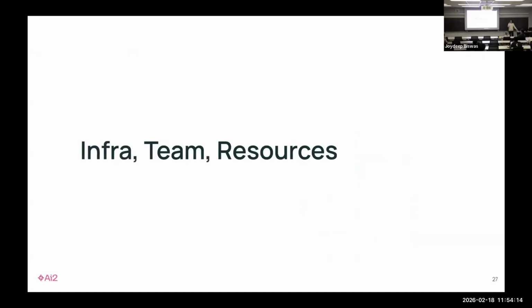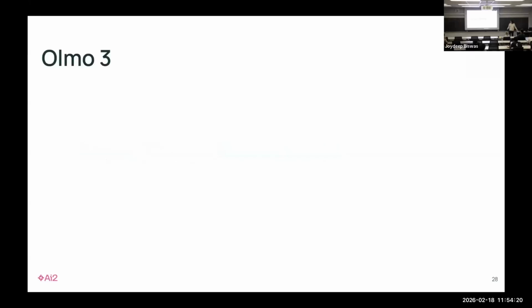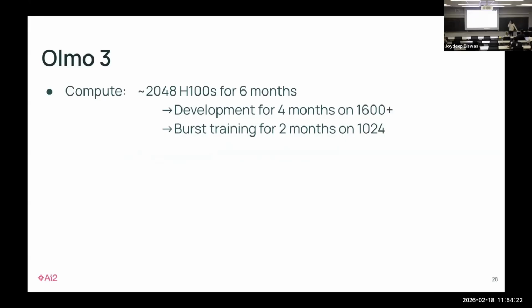All right, so that's just getting your data. Once you get your data, you also need to have a good team, resources, and infrastructure. For Olmo 3, this is what we had. We had access to 2,000 H100s for about 6 months of development. 2 of those months were burst training on 1024. So when you finish your experimentation, you have to carve out a dedicated amount of compute, and you want to train for about 2 months. 2 months includes pre-training, post-training, all of the stages.